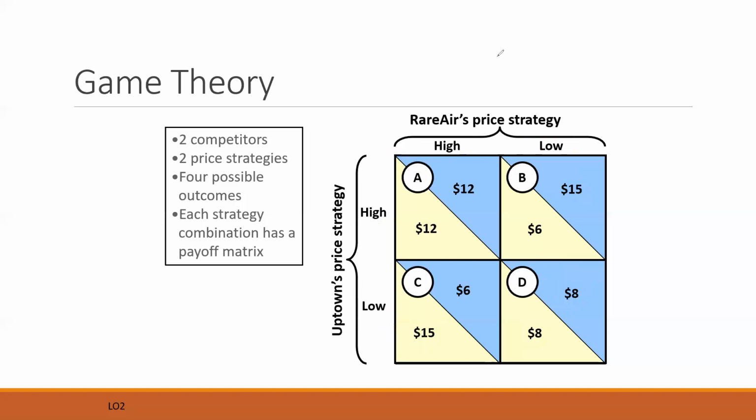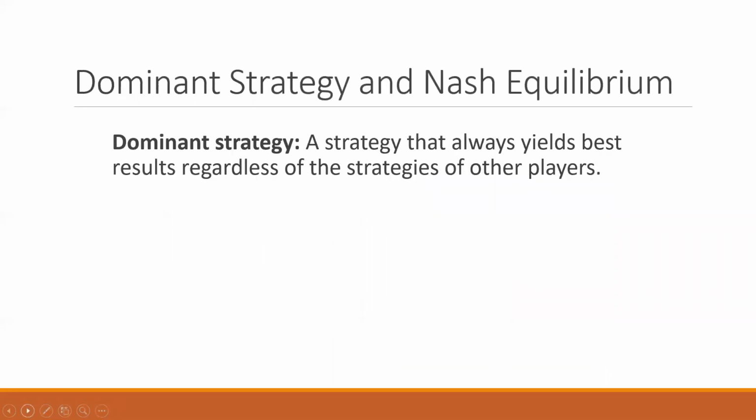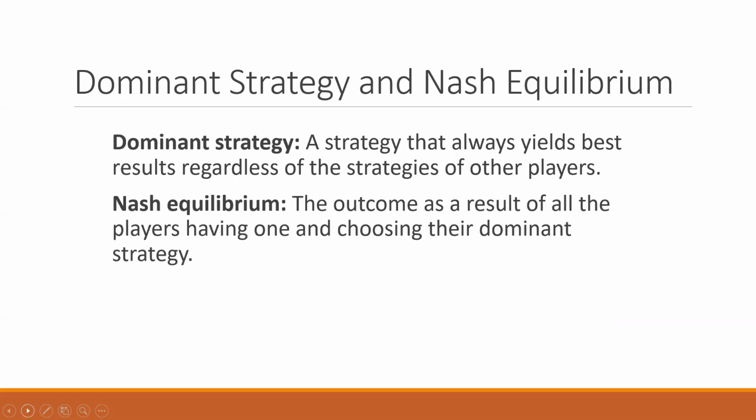So let's look at the terminology to explain these things. The first terminology I want you to know is dominant strategy: a strategy that always yields the best results regardless of the strategies of other players. In this example, that strategy is choosing low price. The second thing is the Nash equilibrium. John Nash, a mathematician, came up with this equilibrium concept. It is the outcome that results from all players choosing their dominant strategy. That means if everybody is choosing their dominant strategy, you will end up stuck with that outcome.